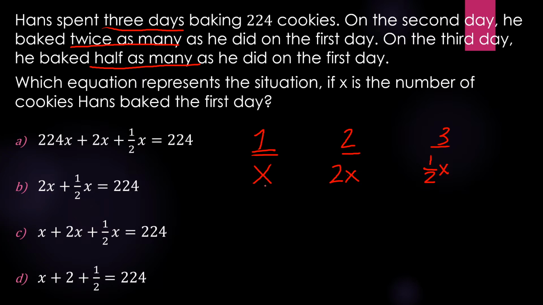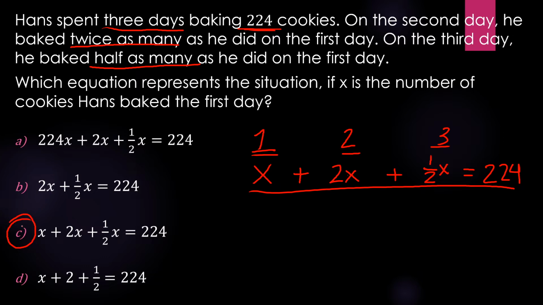So again, the first day is x. I don't know how many. The second day is 2x because he baked twice as many. And then this third day is 1/2 x because he baked half as many. And remember that our total always goes on one side of our equal sign by itself, and the total number of cookies he baked was 224. So if I were to add all of these together and set it equal to 224, this equation right here is what would represent how many cookies Hans baked. So looking through our answer choices, I want to pick this one: x plus 2x plus 1/2 x equals 224.